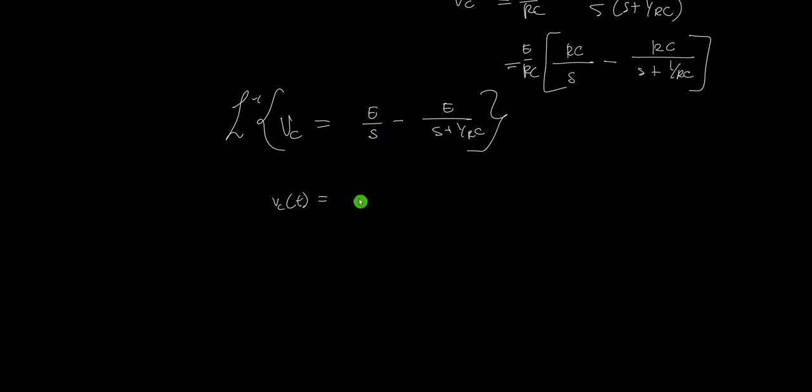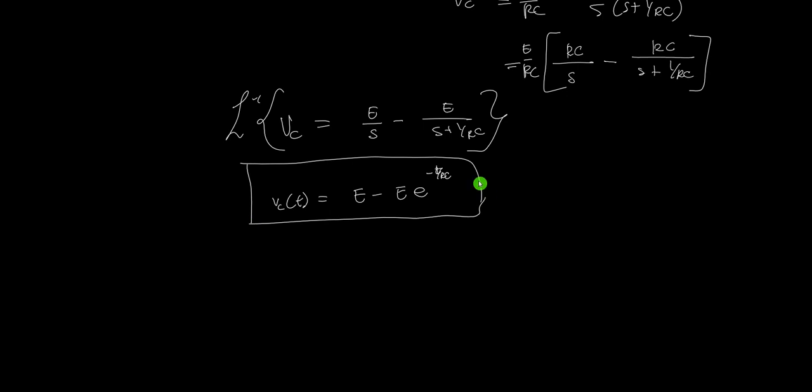The inverse Laplace of E over S is just equal to E. The inverse Laplace of this is E times small e raised to negative T over RC. So this will be the step response of an RC circuit with the input of E. And if you look at this, there are two parts: you have E and e raised to negative T over RC. This part here is the transient part, and this is the steady state part. So this will become 0, and this will remain.